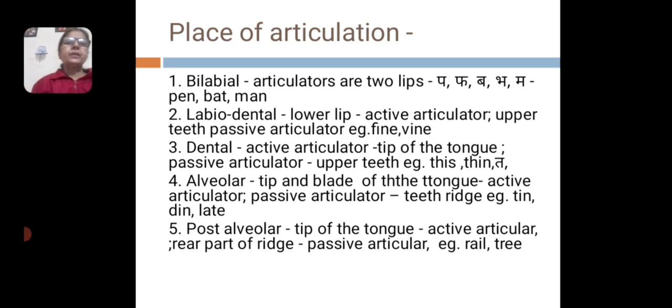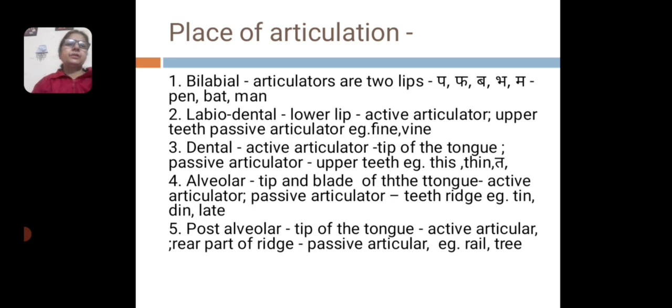Next is dental. In dental consonants, the active articulator is the tip of the tongue, and the passive articulator is the upper teeth. The ta sound, takti in Hindi, and this, that in English are dental consonants. Alveolar consonants are those in which the tip and blade of the tongue are the active articulator, and the passive articulator is the teeth ridge. For example, ta, da, la sounds in English: tin, din, late.